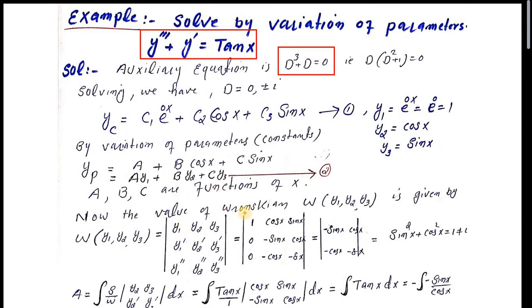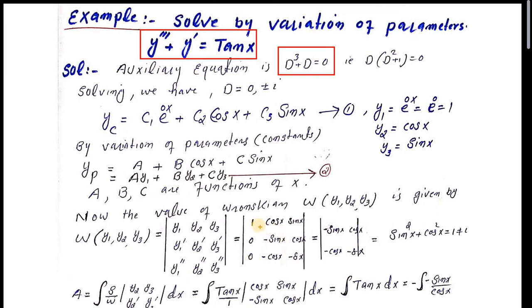Now for the value of the Wronskian, we write all the solutions y1, y2, y3 as a determinant. The first row will have the solutions, the second row will have their first order derivatives, and the third row will have their second order derivatives. Now putting the values, y1 = 1, y2 = cos x, y3 = sin x. All these values are here. Now the derivative of the first row is this one, the derivative of this row is this one.